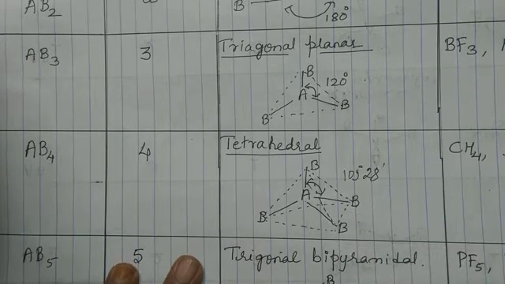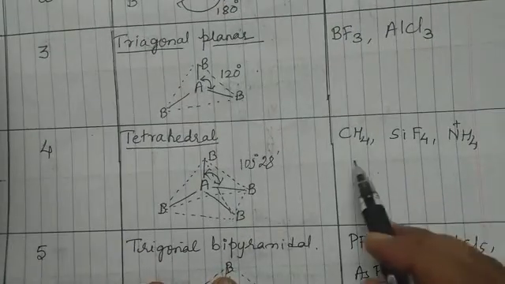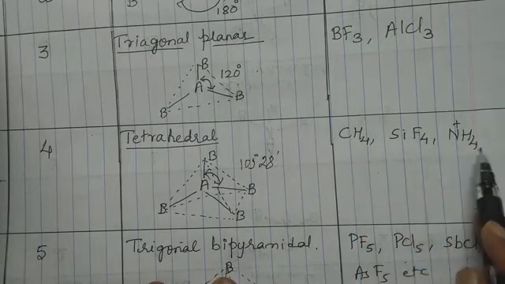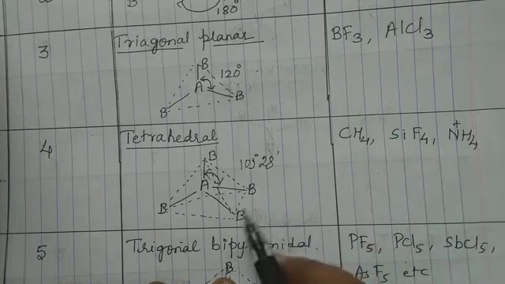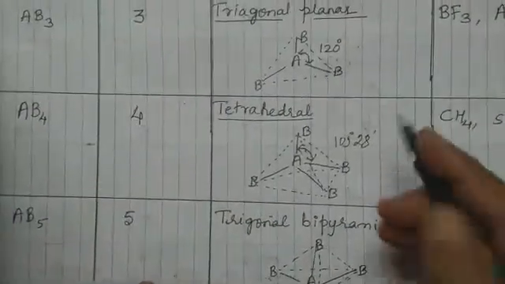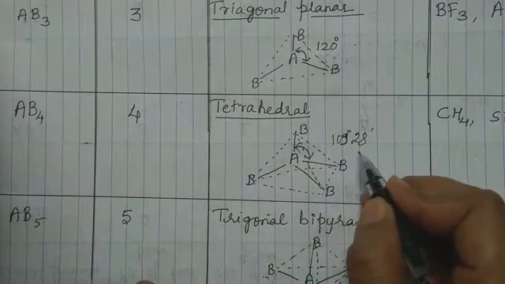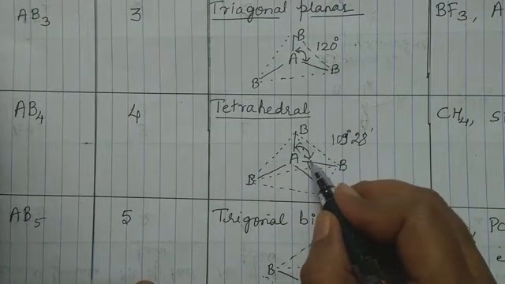a pyramid, I can say. So, which are the molecules which exhibit this structure? Methane, SiF4 and NH4 plus. What is the structure? Tetrahedral. And what is the bond angle? 109 degrees 28 minutes. Why 109 degrees 28 minutes only? Because of minimum repulsion and maximum stability.